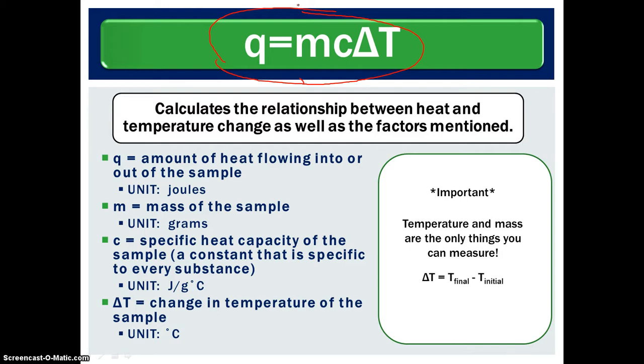And you probably want to write this down under your delta T definition: delta T equals T final minus T initial. The ending temperature minus where you started is the change in temperature.